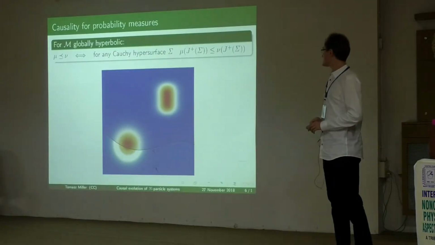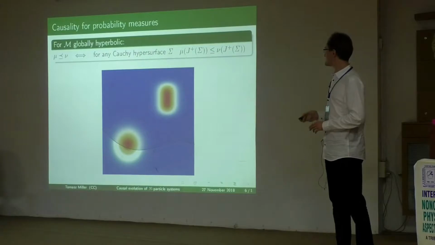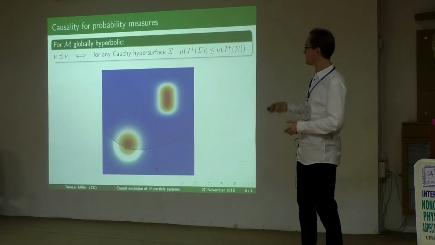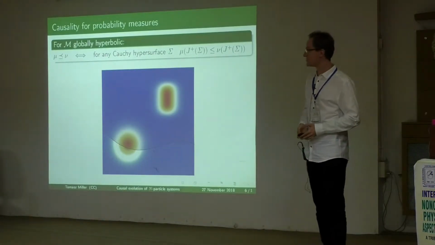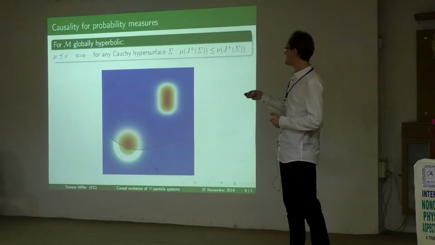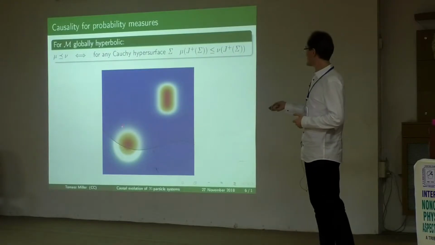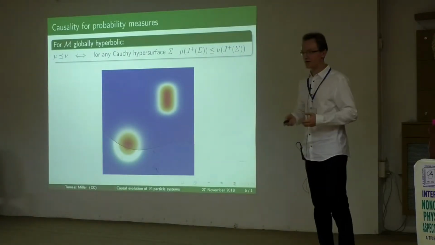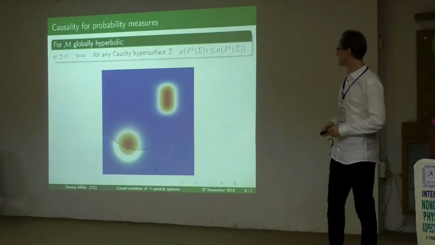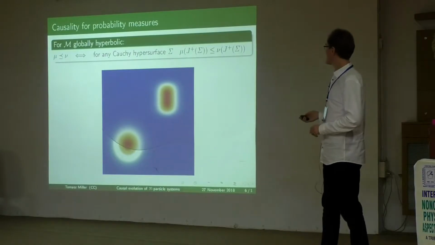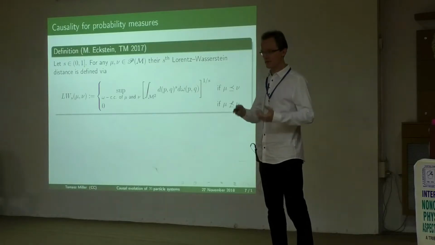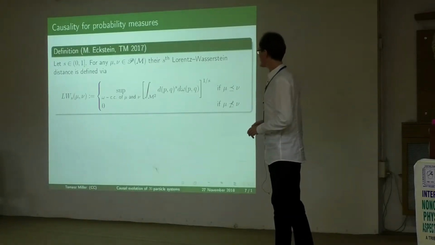Another similar equivalent definition can also be formulated in terms of Cauchy hypersurfaces, this time, of course, for globally hyperbolic spacetimes, so those which admit Cauchy hypersurfaces. In this case, mu can be shown to causally precede nu, if and only if we consider a causal future of any Cauchy hypersurface, the following inequality must hold for any Cauchy hypersurface. This is another characterization.